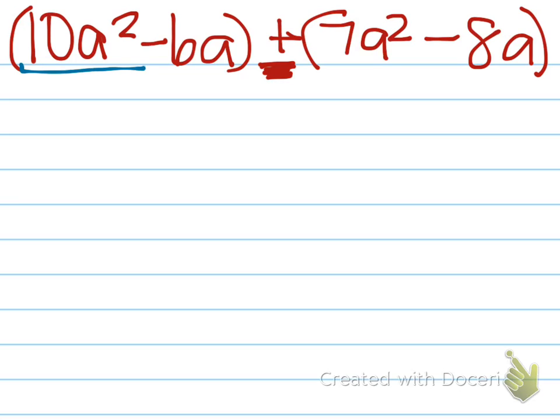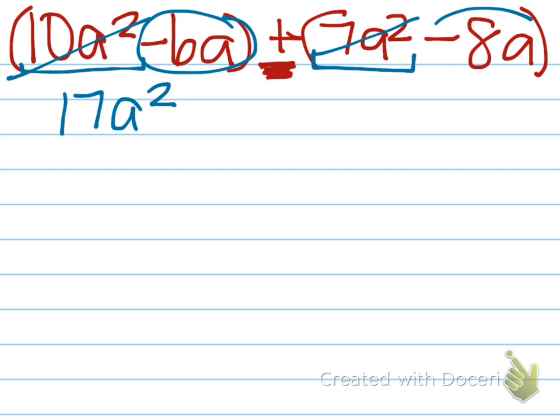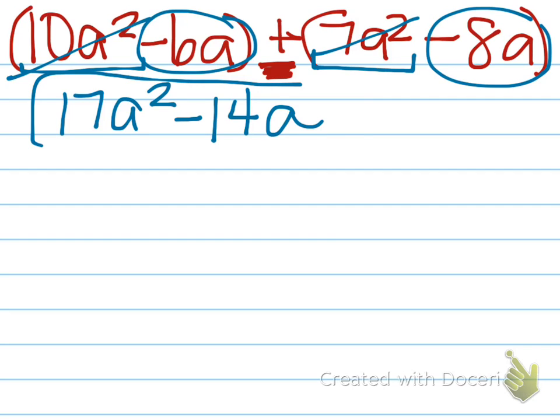So all I'm doing is adding the things that all have the same terms. So I've got 10a squared and 7a squared. Well, 10 plus 7 is 17. So I have 17a squared. Then I have negative 6a and negative 8a, which when I combine those, I get negative 14a. This is my final answer. Literally, guys, it was just adding and subtracting.